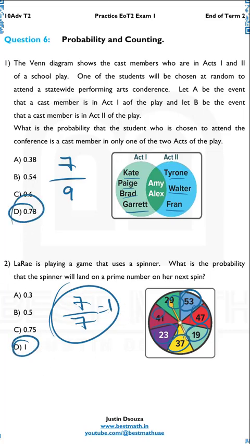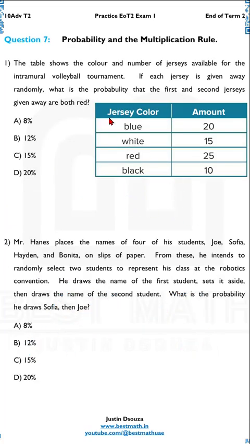In the first problem, it was option D. Both are option D. What about these problems? Over here, the table is showing the different colors of jerseys available.